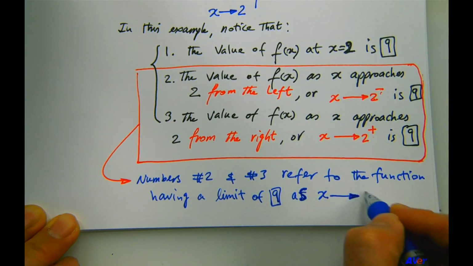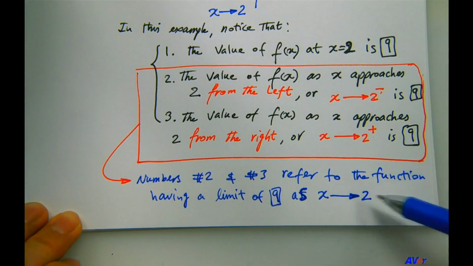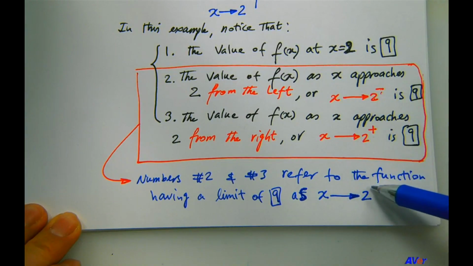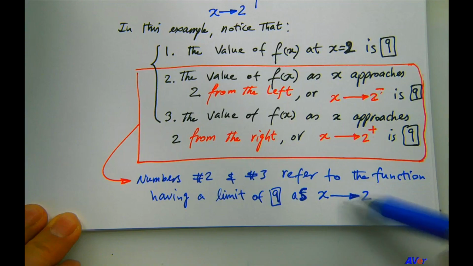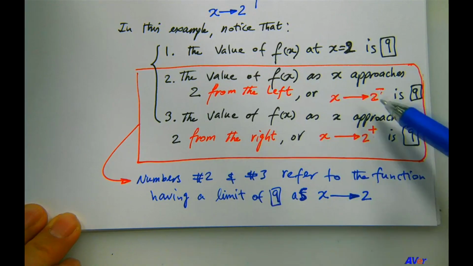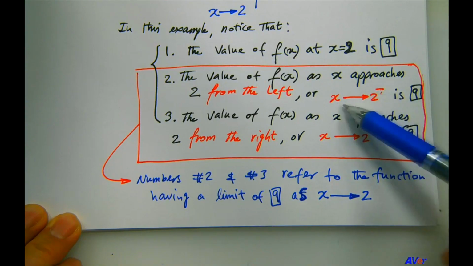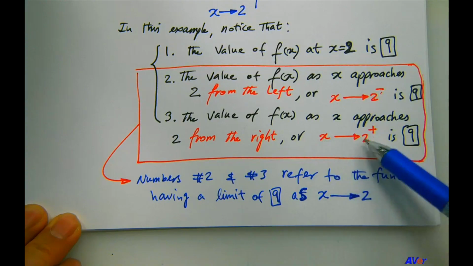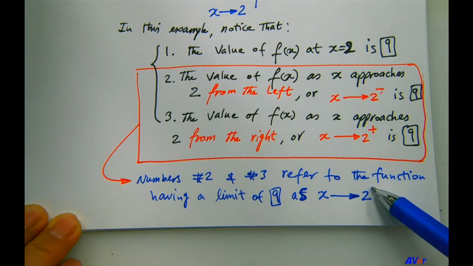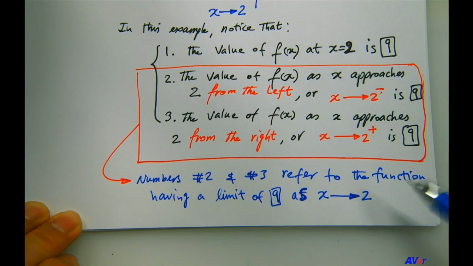x approaches 2. Notice when you don't put negative or positive on top, that automatically means that x is approaching 2 from both sides. So if we want to specify from which side we're approaching that value, we put a minus on the upper right corner. So x is approaching 2 from the left, x is approaching 2 from the right, and if you leave it blank, that means x is approaching 2 from both sides. Okay?